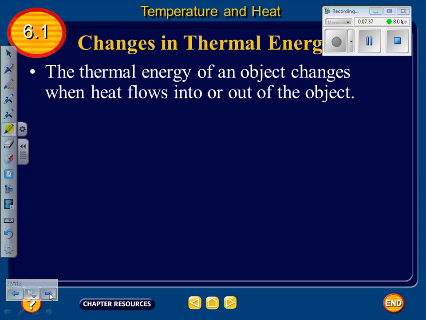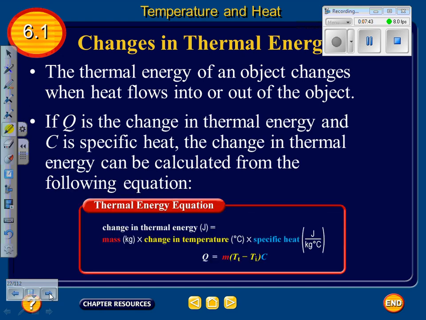Thermal energy of an object changes when heat flows into or out of the object. If Q is the change in thermal energy and C is specific heat, the change in thermal energy can be calculated from the following equation. The change in thermal energy, measured in joules, equals the mass of the object, measured in kilograms, times the change in temperature, in degrees Celsius, times the specific heat.